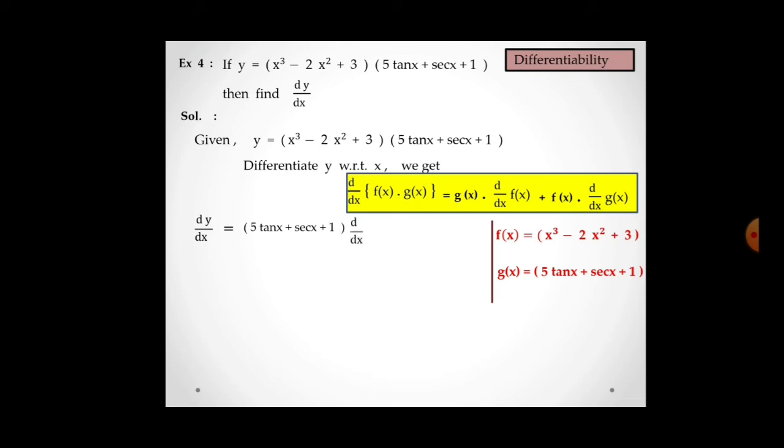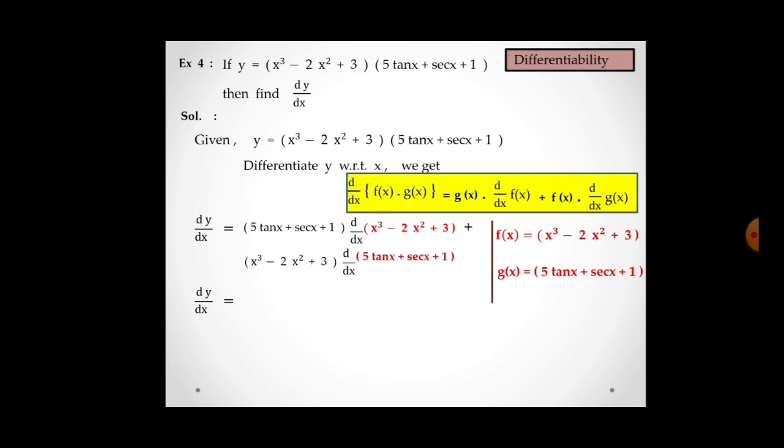Into dy by dx of the f function, that is x cube minus 2x square plus 3, plus f as it is, that is x cube minus 2x square plus 3, into the derivative of the g function. Okay, so this is according to the rule, the derivative is written. Next, wherever you have d by dx, see here we have d by dx of this function, and next d by dx of this. Write the derivatives, that is the answer.